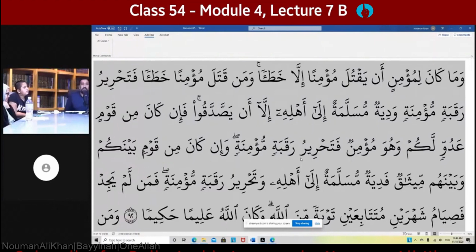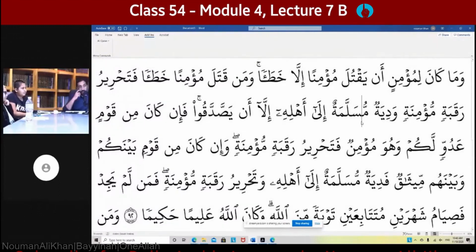أعوذ بالله من الشيطان الرجيم وما كان لمؤمن أن يقتل مؤمنا إلا خطأ. It is not possible for a believer, or it's not acceptable for a believer, to kill another believer except by mistake. ومن قتل مؤمنا خطأ, and whoever were to kill a believer by mistake, فتحرير رقبة مؤمنة, then they must free a believing neck. What that means is they must free a slave to make up for what they did.